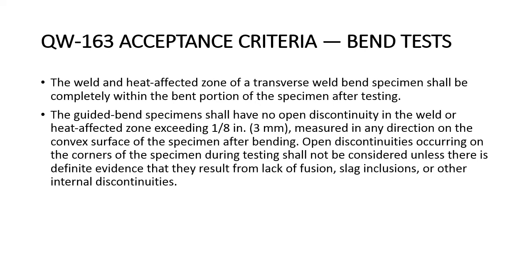I've gone both ways on these. I've looked at some and there's been slag in there, or lack of fusion, and you've got to discard that one, fail that sample. At other times I've looked at it and it was beautiful weld metal, but it tore because it was too sharp of a radius. So this is just giving your acceptance criteria, QW163.